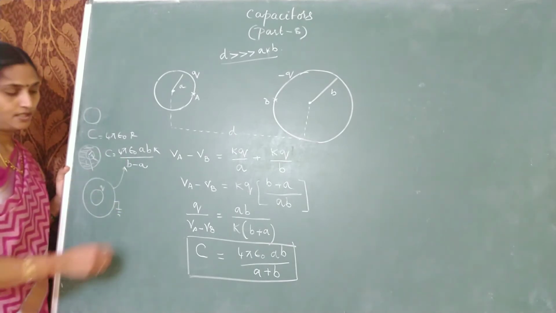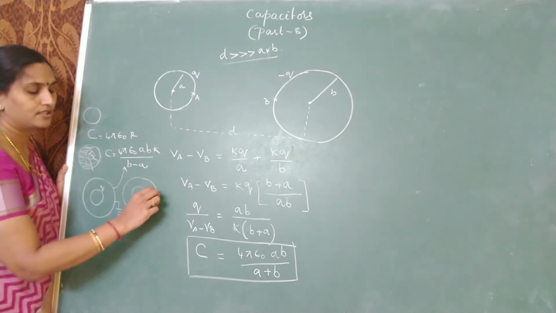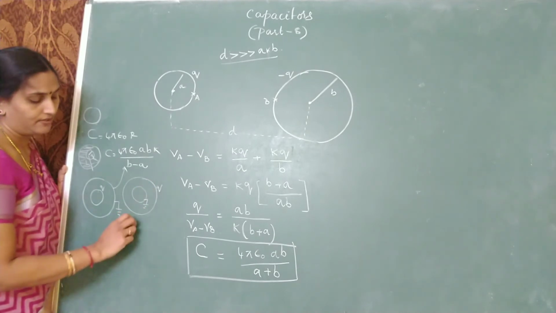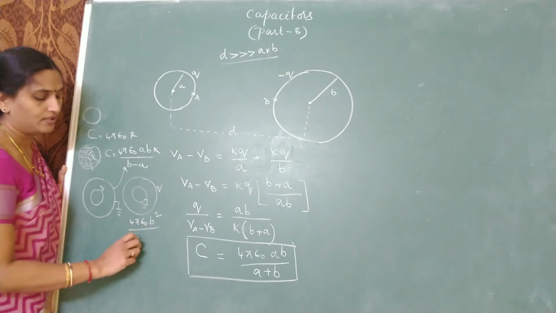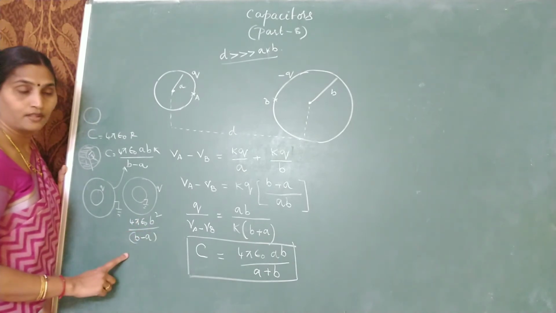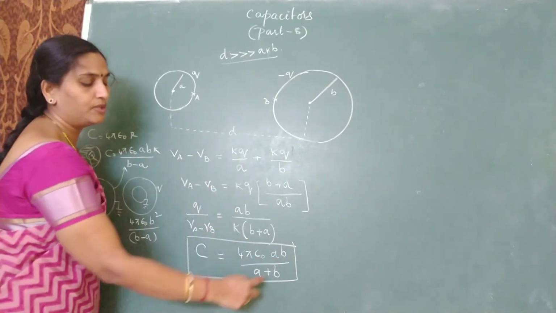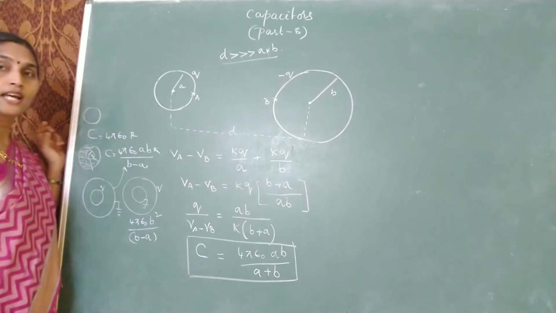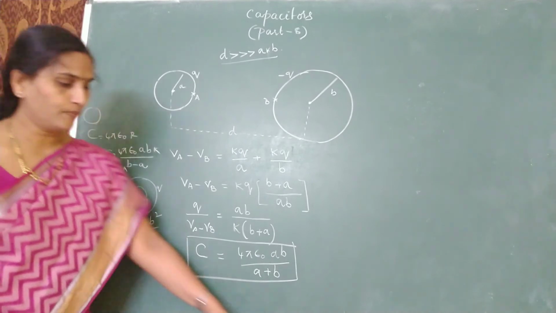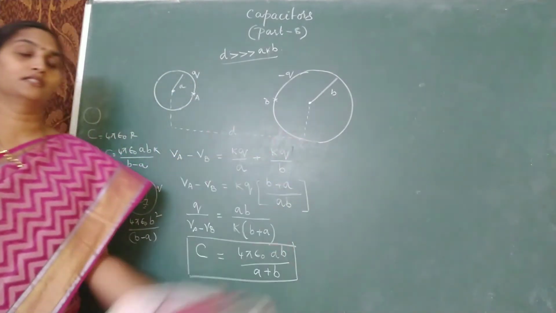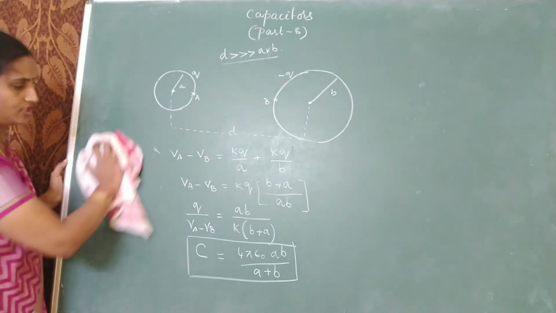Answer is the same. But if the inner shell is earthed, and the outer one is given a charge Q, we have got the capacitance 4 pi epsilon naught D square by D minus A. And now in this particular case, we have the answer 4 pi epsilon naught AB by A plus B. So as the arrangement changes, accordingly the capacitance is also going to modify. If you remember these formulas for solving objective questions, you can directly put the answer without much derivations.